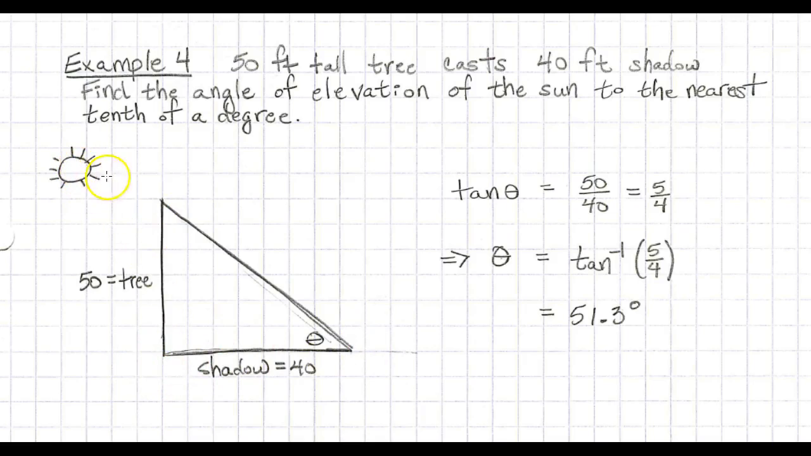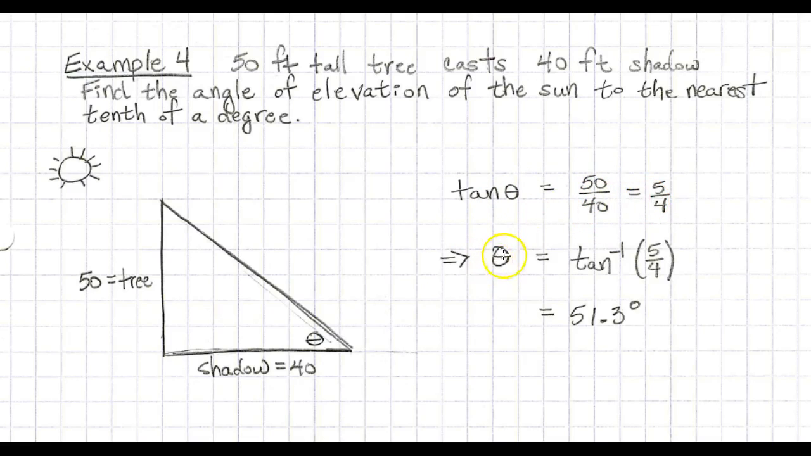And so what's the angle of elevation of the sun? That means to an eyeball observer, I want to know what's the angle straight up to the sun. So what is this angle here? Well, what do I use if I know opposite and I know adjacent? I use tangent. Tangent of theta is opposite over adjacent, which is 50 over 40 or 5/4.